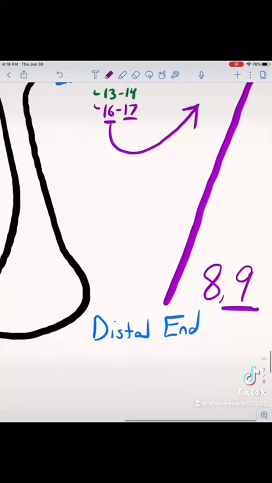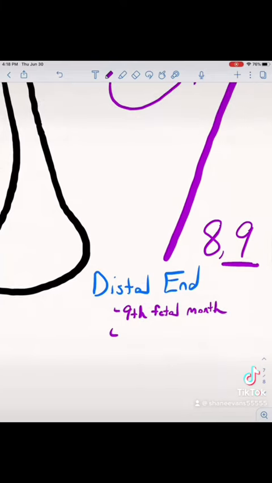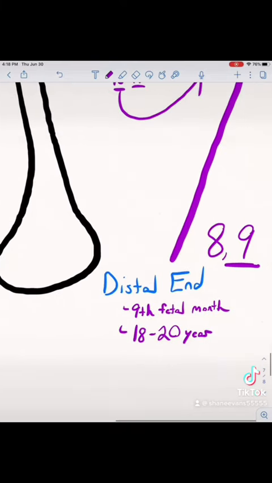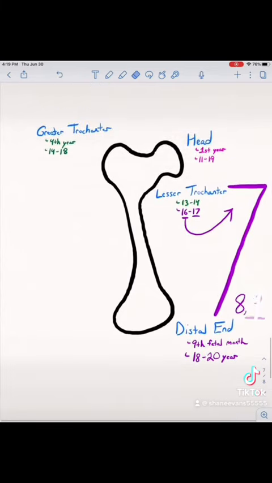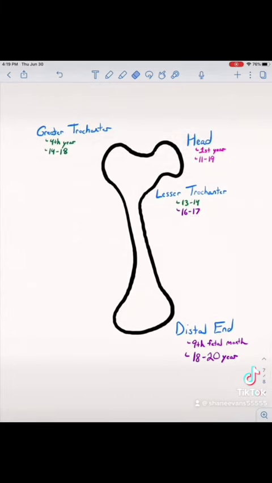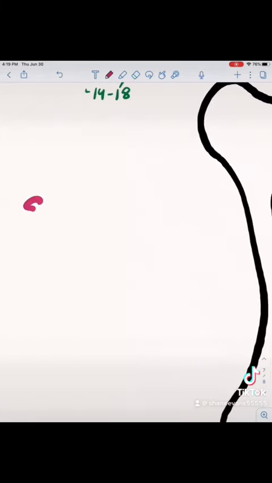Well, that 9 is going to help us represent the 9th fetal month for the primary on the distal end of the femur. And for the secondary distal end, it's just literally 18 to 20th year, which is going to be really easy to remember because it's literally the last to form out of all the others. And that's really it for the femur on all the locations.